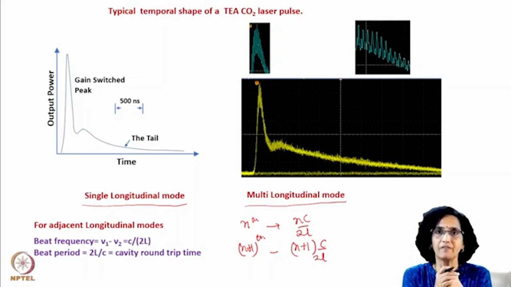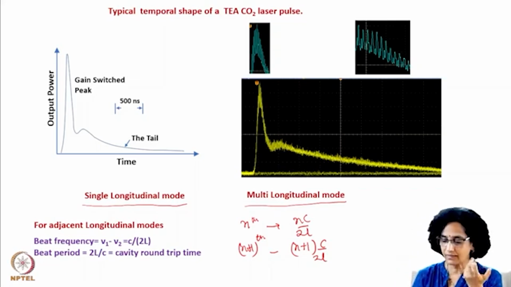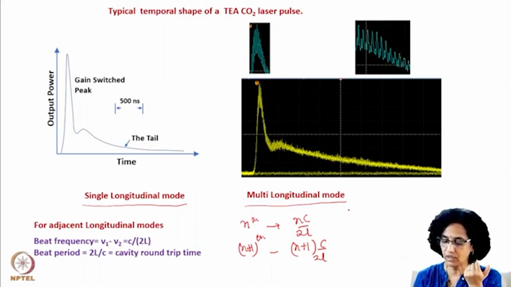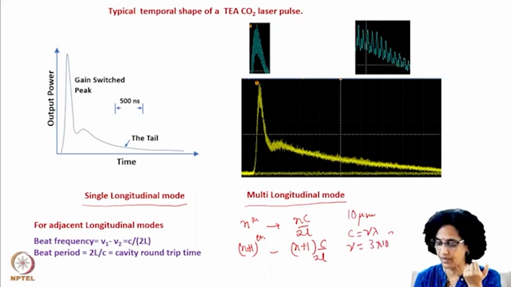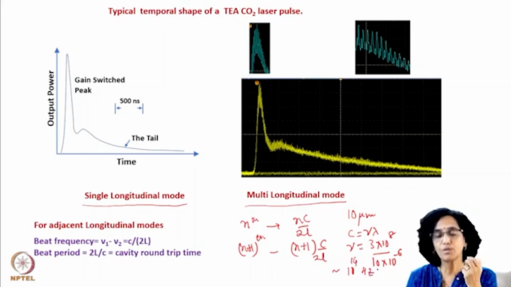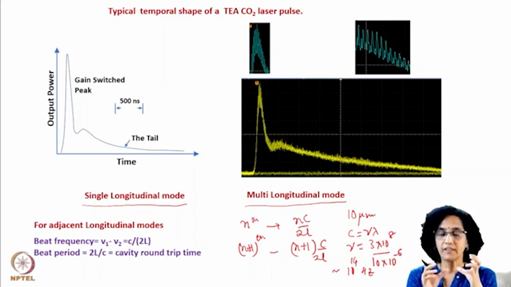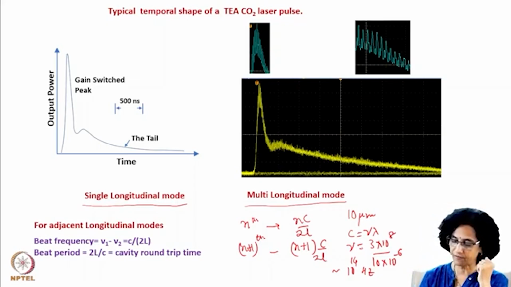Now, these are optical frequencies. So when you add the two, what is the frequency? I think you'll be able to calculate it, right? We know that our wavelength is 10 micron. So c equals nu lambda. So nu is 3 into 10 to the power of 8 upon 10 into 10 to the power of minus 6. So this comes to 10 to the power of 14 hertz, which is too big to be captured by the oscilloscope. But the difference frequency, what is the difference frequency?